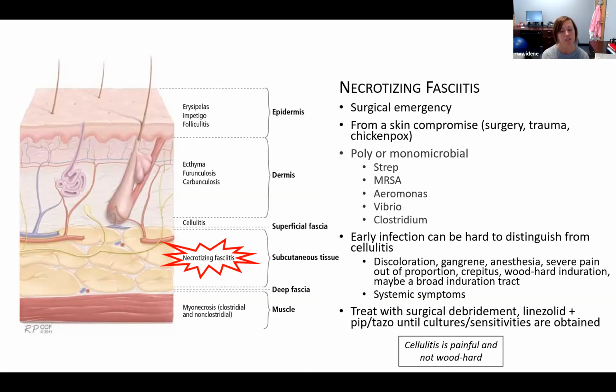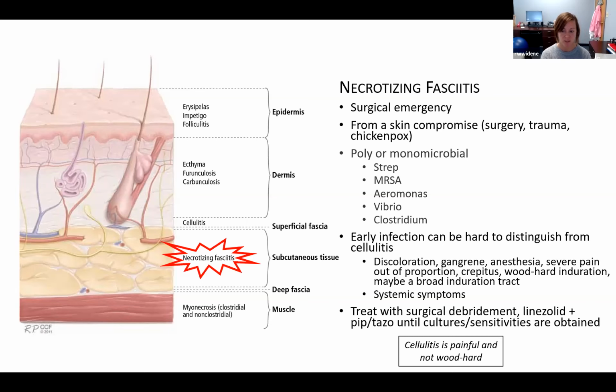So your very first treatment should be surgical debridement. And then as a second line, you definitely still do antibiotics. You need broad spectrum antibiotics to cover for anaerobes as well as the gram negatives and gram positives that we just mentioned. So that's going to be your pip/tazo.